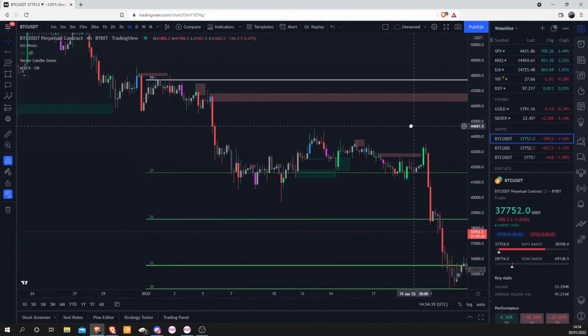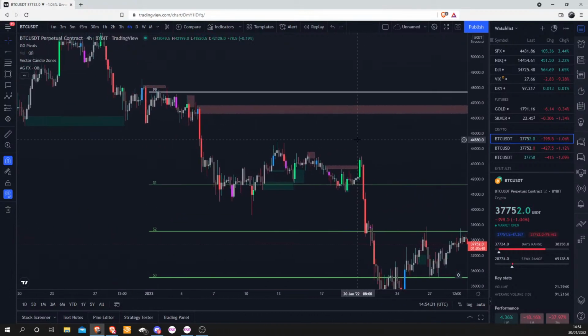So for me, it helps with my higher term bias. If we're in a higher term time frame downtrend and you get this, for me, that's a sign that we're going down further.